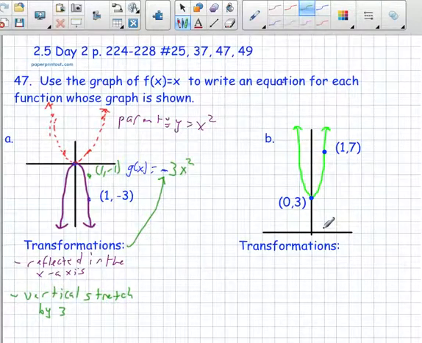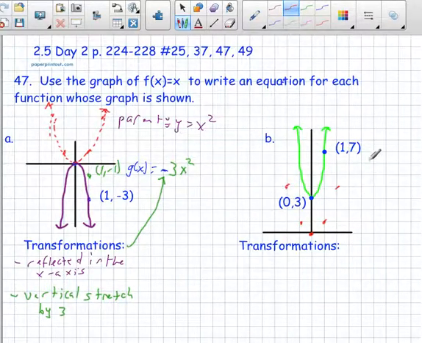Let's do the second, part B. The parent function for this graph is also y equals x squared. So I'm going to go ahead and put some points from the parent function here. (0, 0), (1, 1), (2, 4), and (-1, 1), and (-2, 4). So those are points on the parent.